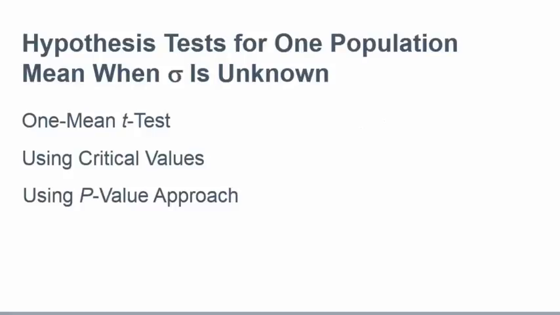To recap the section, hypothesis test for one population mean when sigma is unknown. One mean t-test. Step 1, we find the null and alternative hypothesis, then decide if we have a two-tailed, left-tailed, or right-tailed test. Step 2, decide the significance level alpha. Step 3, compute the value of the test statistic. At step 4, we need to decide if we're going to be using critical values or using the p-value approach.